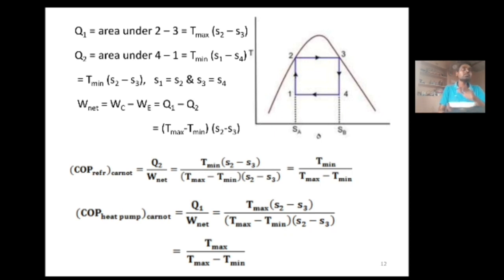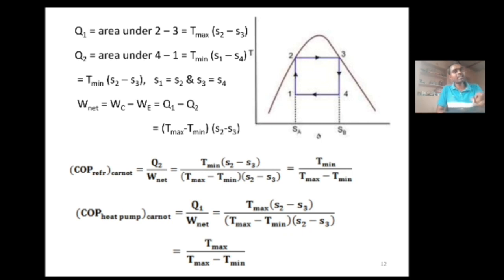So we all know what COP is already, right? COP is the desired output divided by the work input. So what is the desired output in the case of a refrigerator? It is Q2, right? What is Q2? It is the area under 4 to 1, that is the heat removed in the refrigerated space. 4 to 1 is the process of the evaporator. Considering that, applying the T dS relation, which is the entropy theory, it is T minimum into S1 minus S4, right? As you can clearly see.